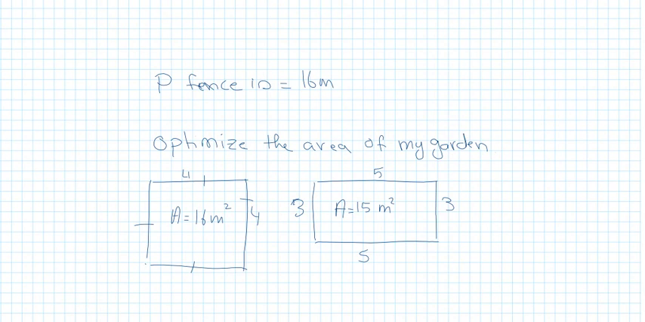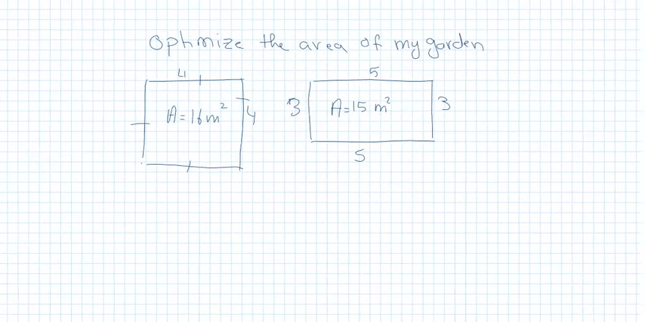What if I do one as 6? 6 by 2 by 6 by 2, because 6 and 6 is 12, 12 plus 4 is 16. That's a perimeter of 16. What's my area here? 6 times 2, which is 12. Okay. Can I do one more? Maybe one more. What if I do this 7?